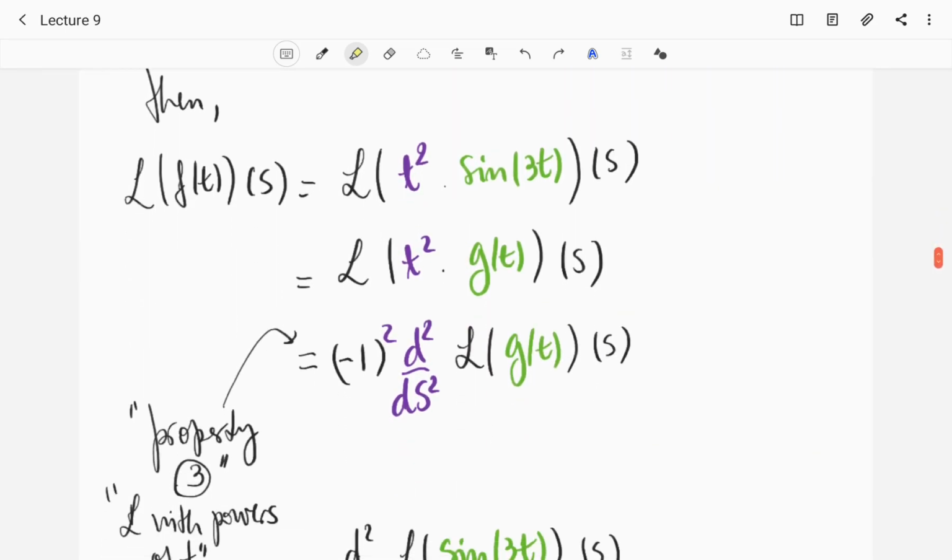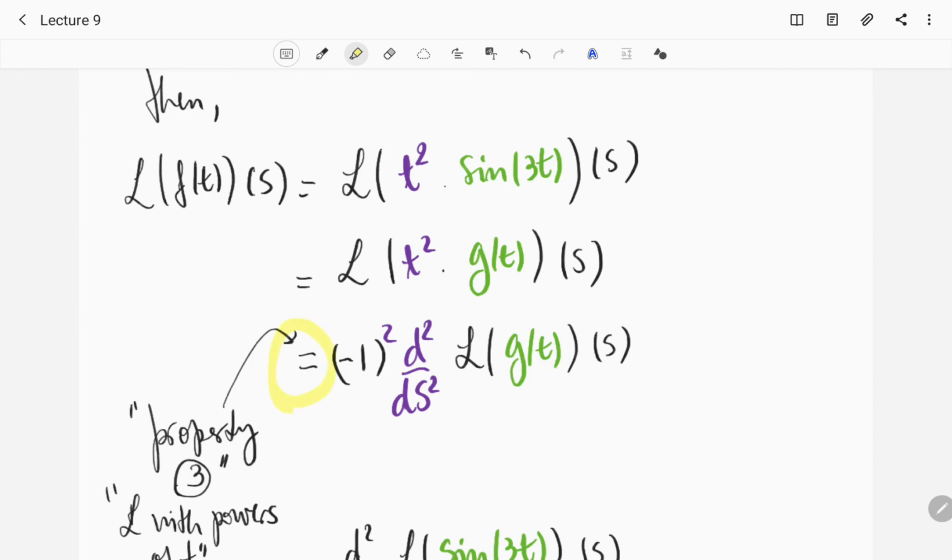So we need to compute this Laplace transform of f. The only thing that we are doing here in this identity is just replacing the f. Now, in this identity, we only replaced sine of 3t with the function g, just notation.